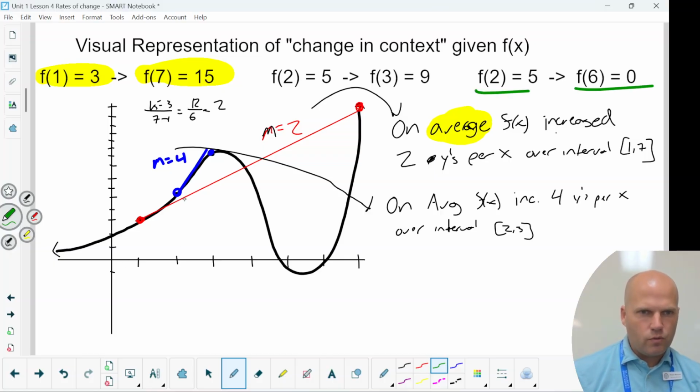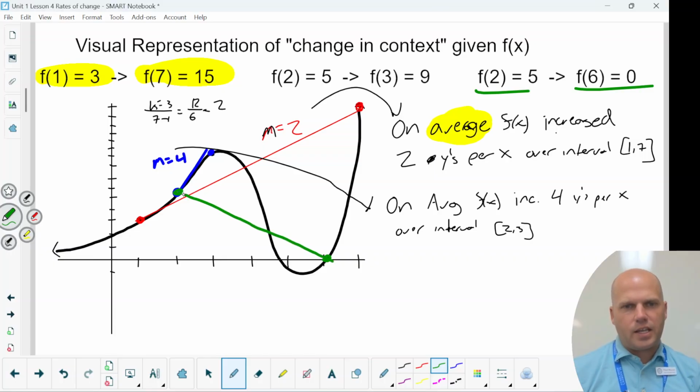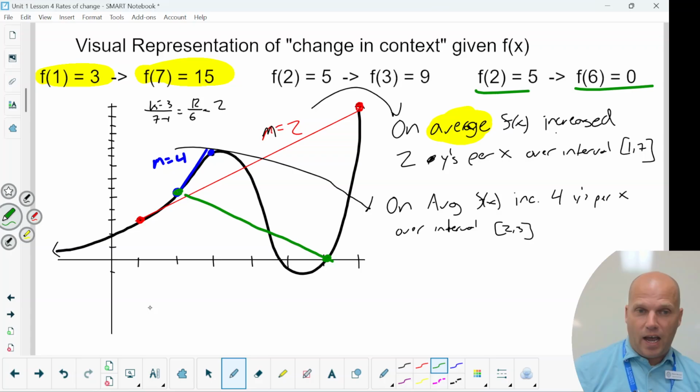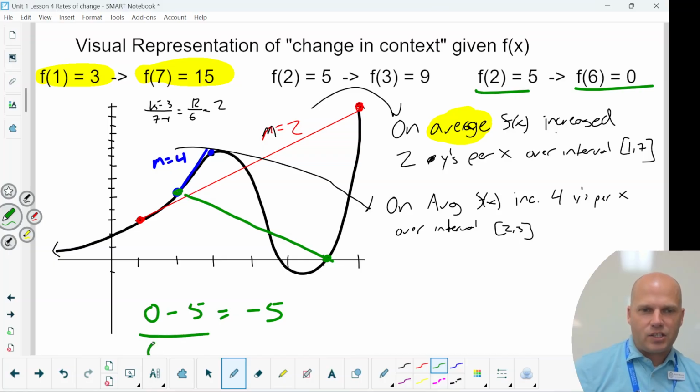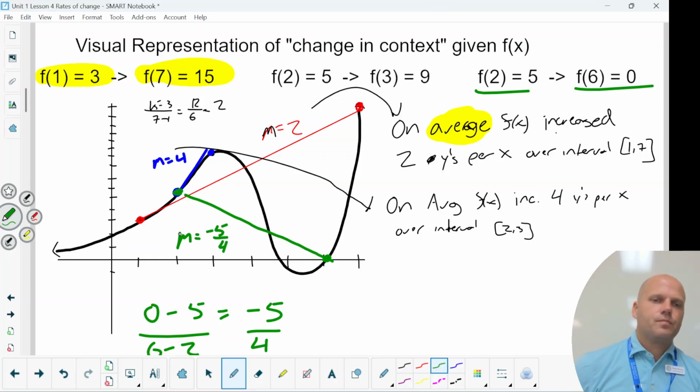2, 5 and 6, 0. 1, 2, 3, 4, 5, 6, 0. We create this slope. Let's go ahead and calculate that slope. Well, from 5 to 0, I've decreased 5. If you did this idea of subtraction, we could say, oh, my y's decreased 5 as my x's increased by 4. This slope is negative 5/4.